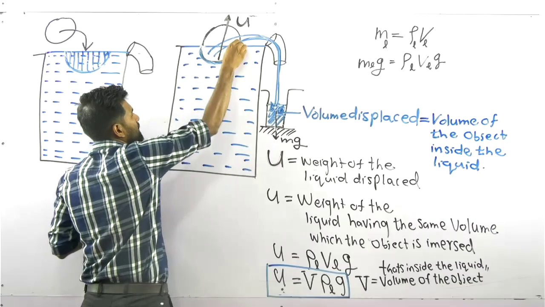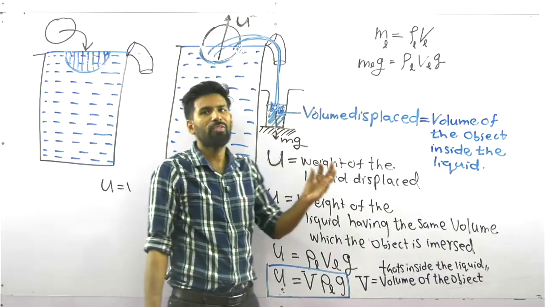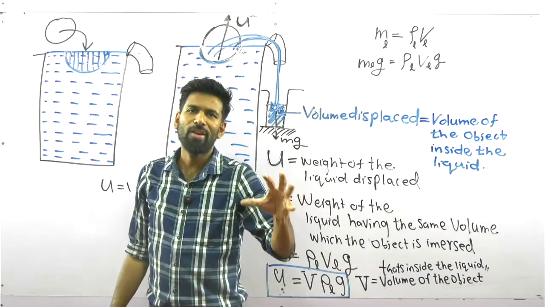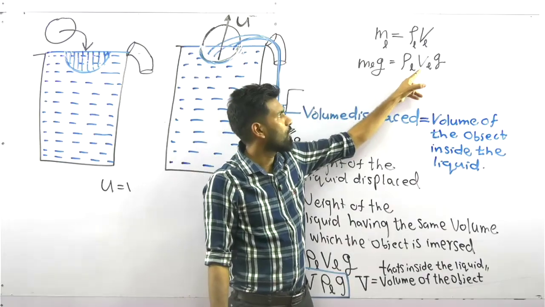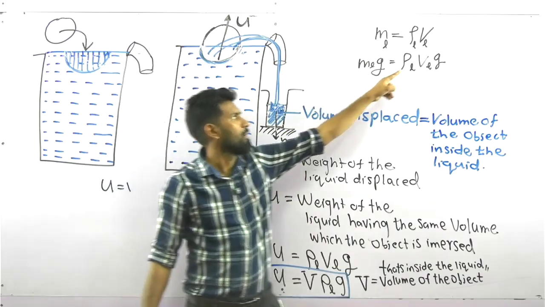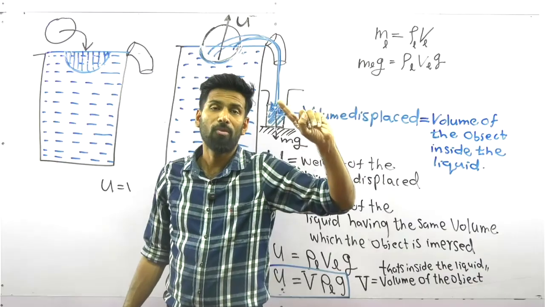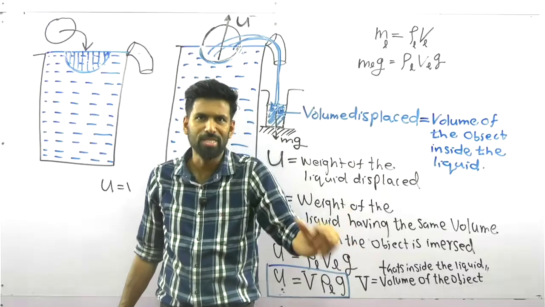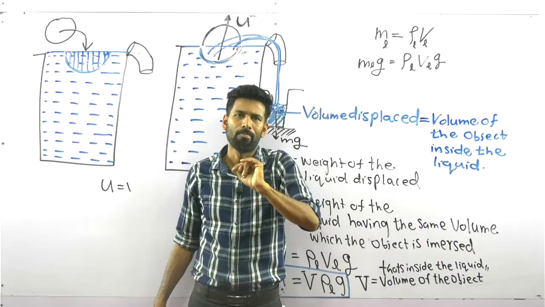Why? The object is occupying that area. So the weight of the liquid displaced is equal to the upthrust. To calculate the weight of a liquid, you have to multiply density, volume, and acceleration of gravity. U is equal to V rho g. And what is this V? It's the volume of the liquid displaced, and the rho is the density of the liquid. What is the volume of the liquid displaced? It's equal to the volume of the object that is immersed inside the water.